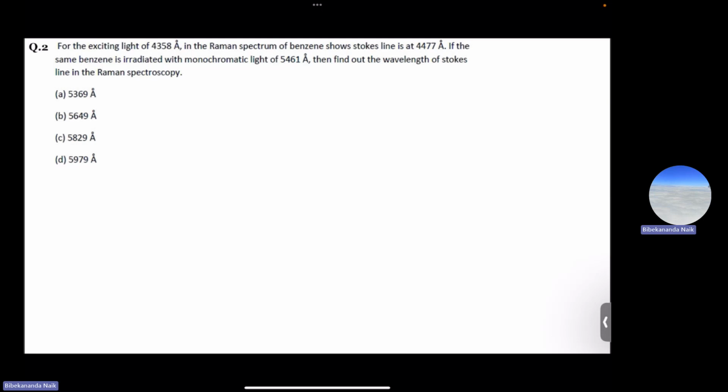Like the previous question, we first obtain the Raman shift in wave number units, and then, using that, we will find the wavelength of the Stokes line in the second case. The options are: option A 5369 angstrom, option B 5649 angstrom, option C 5829 angstrom, or option D 5979 angstrom. So here are the four options. Again, I'll give you a few minutes to try this question, and after some time we will discuss.